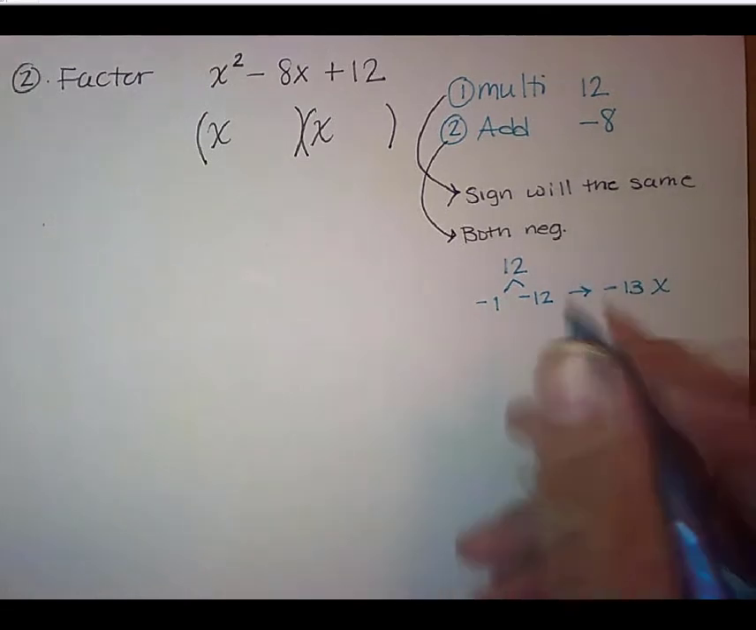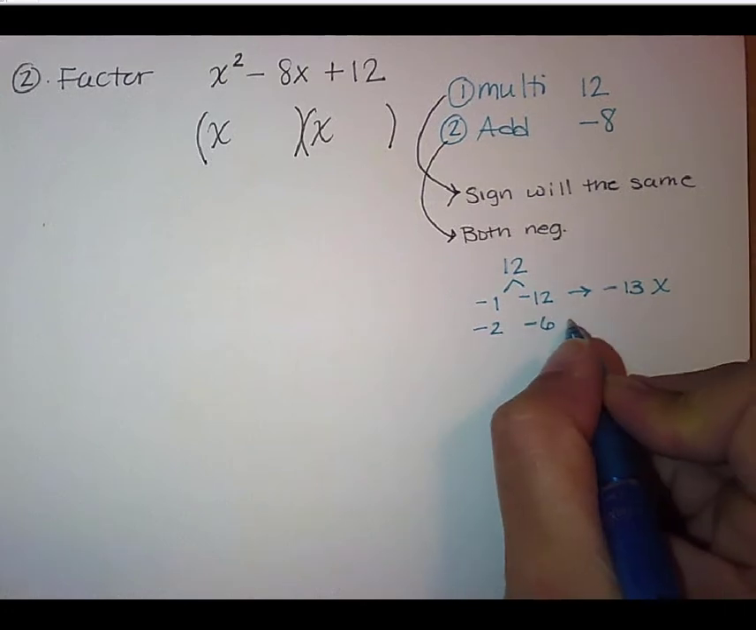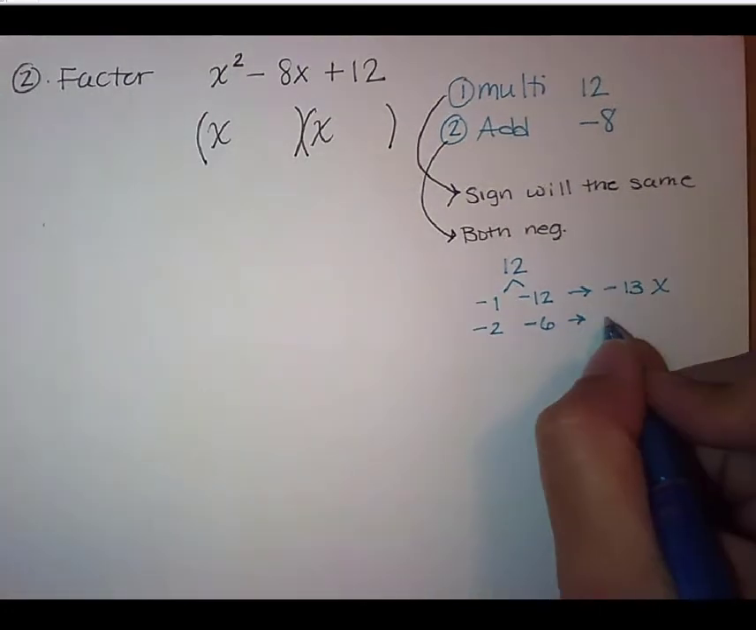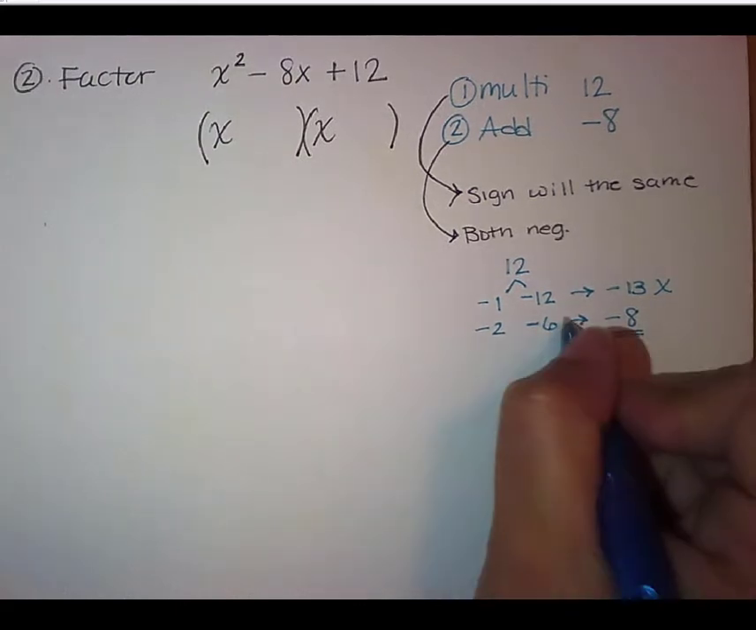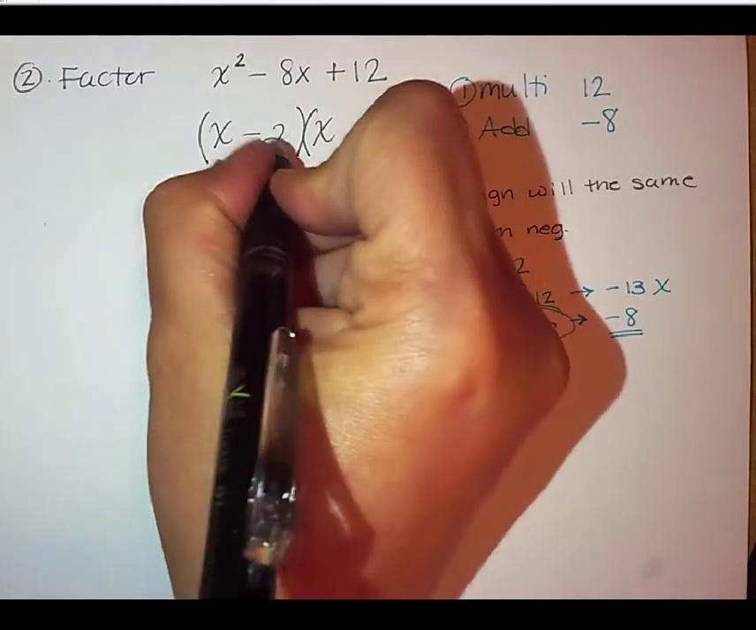If I did -2 and -6, I'm going to add those together. So 6 plus 2 would give me a -8. Oh, wait, there it is. There's my -8 I was looking for. So that means that's my pair of numbers. I can just stop, and I can put in my parentheses (x - 2)(x - 6).